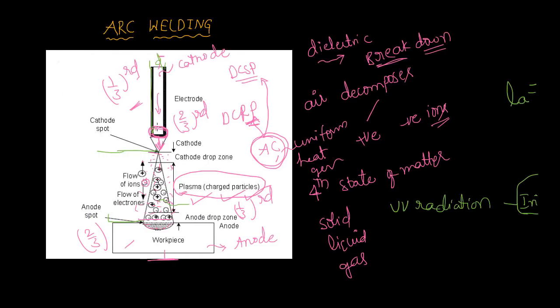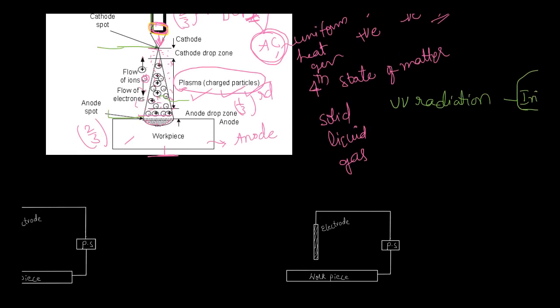If I want to use a consumable electrode, then I will use DC reverse polarity. And if I want to use a non-consumable electrode, that means the electrode is not to be consumed, then I will choose DC straight polarity. Now come to the differences between straight polarity and reverse polarity very clearly.